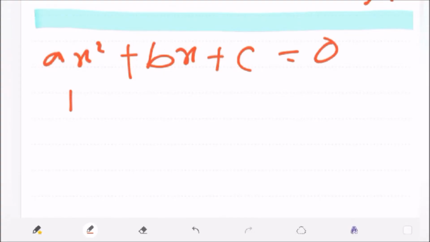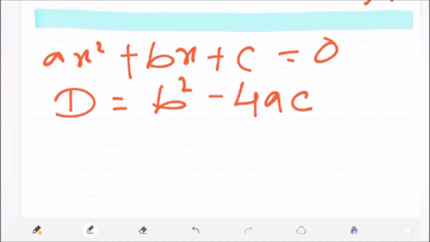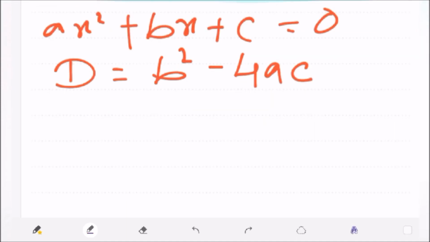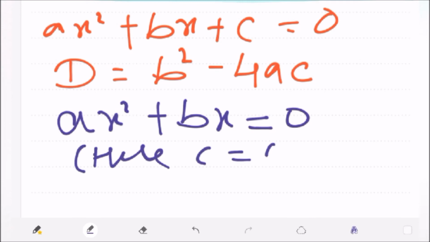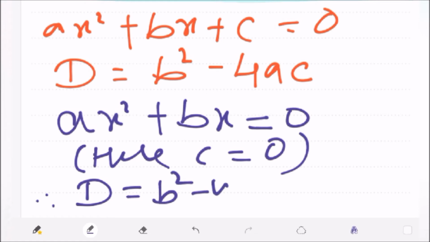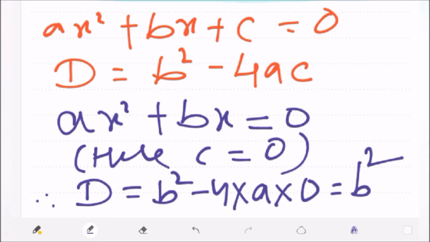So ax square plus bx plus c equals to 0. This is a standard form of a quadratic equation. We have discriminant equals to b square minus 4ac. Now here you can observe, if you compare with the standard form, the given equation does not have the value of c. That means c is 0. Now put this in the value of discriminant. So b square minus 4ac. c is 0, so the second term will become 0. So we only get b square. So D equals to b square.